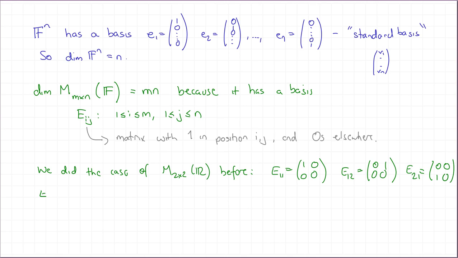and E22, which is this. So the dimension there is 4, which is 2 times 2, and you can prove in general that the E_ij form a basis in exactly the same way that we did when we did the 2 by 2 case over the real numbers.